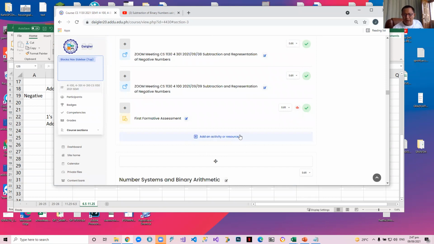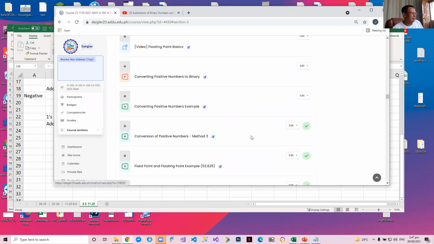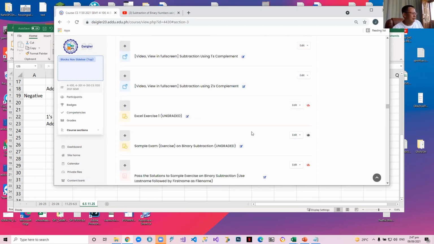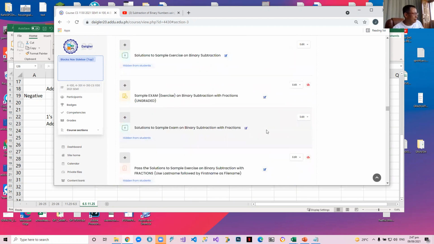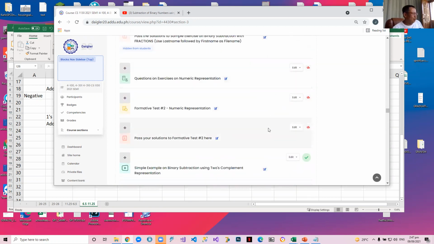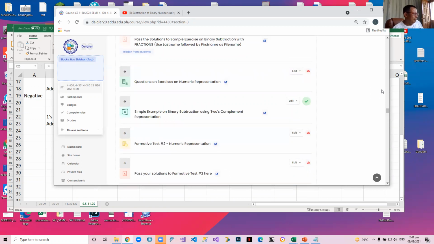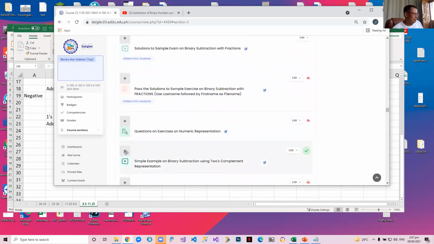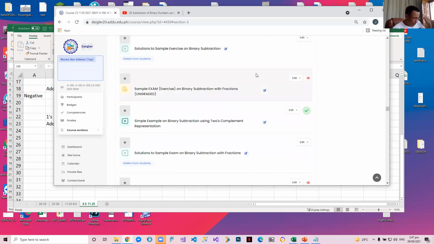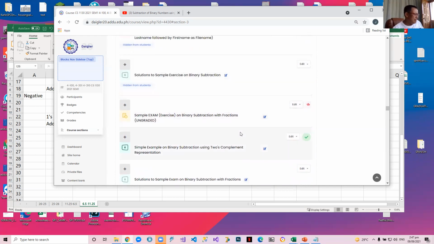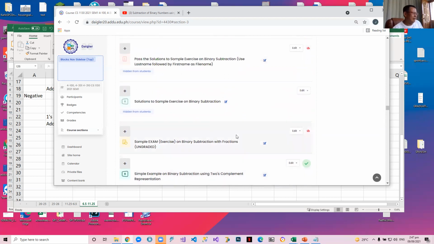Next meeting is a Tuesday, and then we'll have one more meeting. By Friday, you will have your second formative test. Any questions so far? So this weekend is crucial for you. This is time for you to prepare for your second formative assessment on binary arithmetic. A few people did the first exercise, but the second exercise, nobody did it yet.